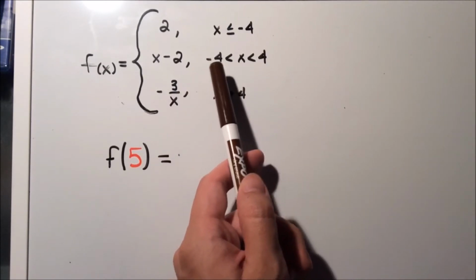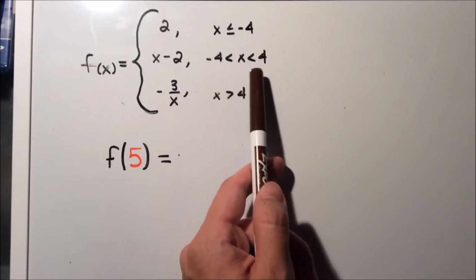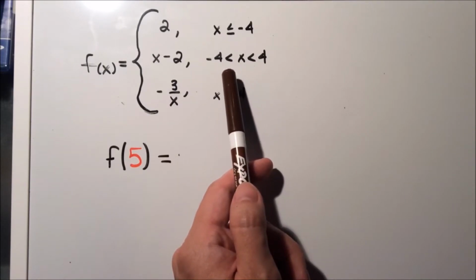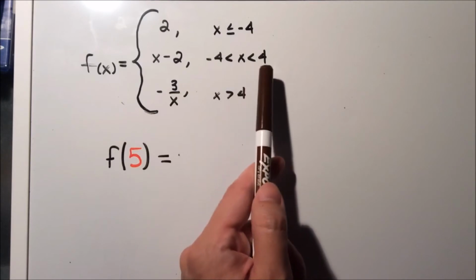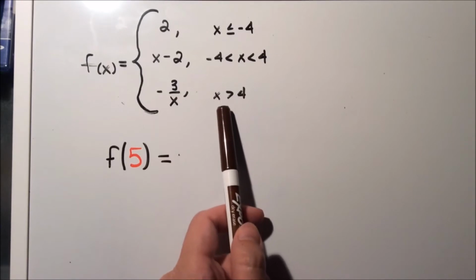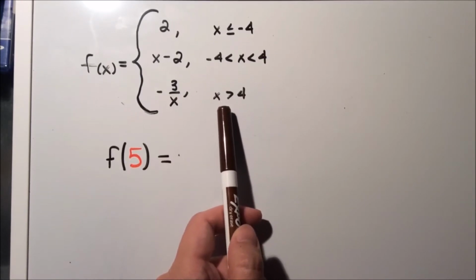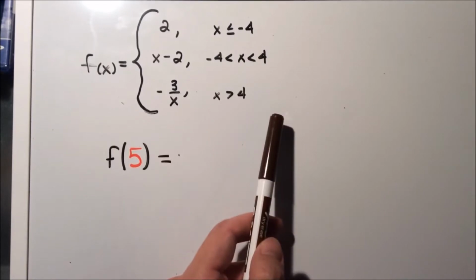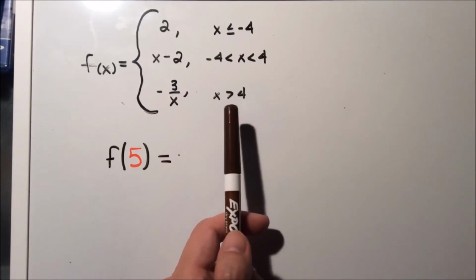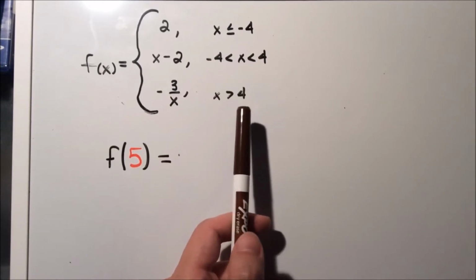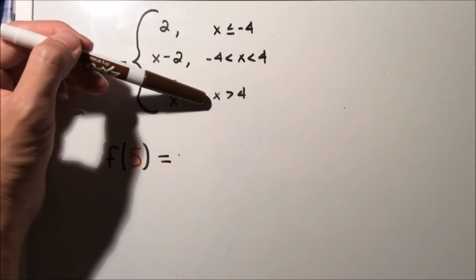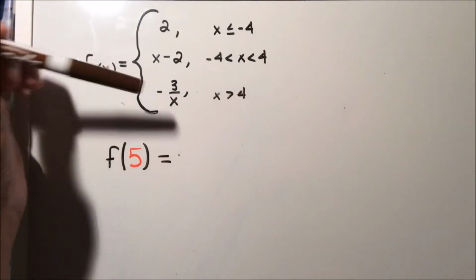Your second one is negative 4 less than x less than 4. So x can be 0, 2, or negative 3, but it cannot be negative 4 and it cannot be 4, because these two do not have the or equal sign. The last one is x greater than 4, so x can be any number such as 10, 20, 31, 52, or 70.5, or 80.9, and so on. So when you're evaluating functions, you have to check your domain first in order to know which one to use.